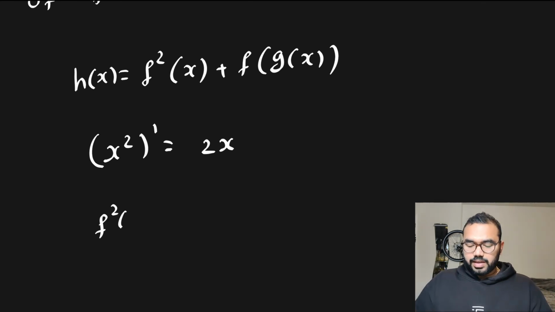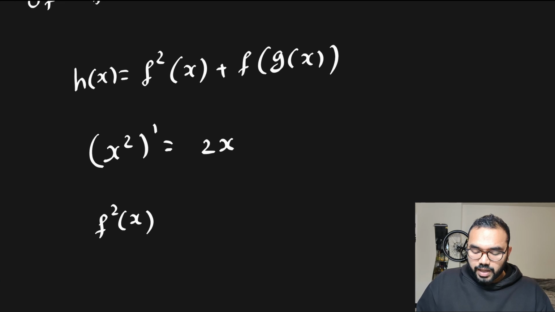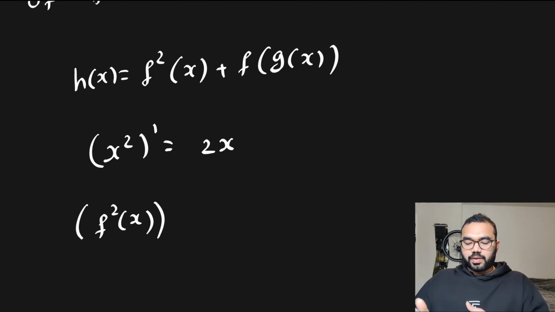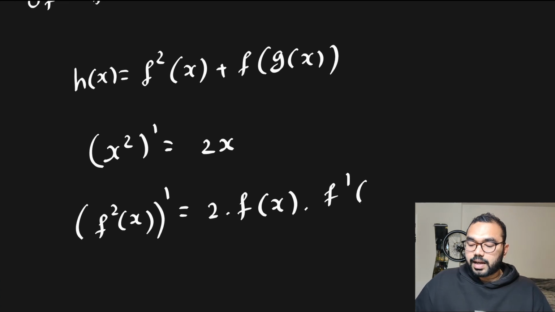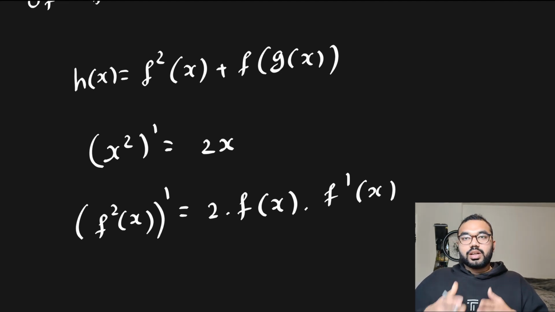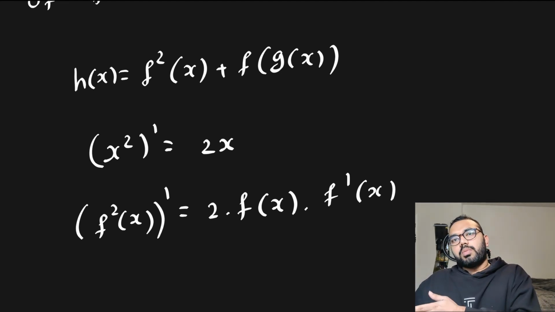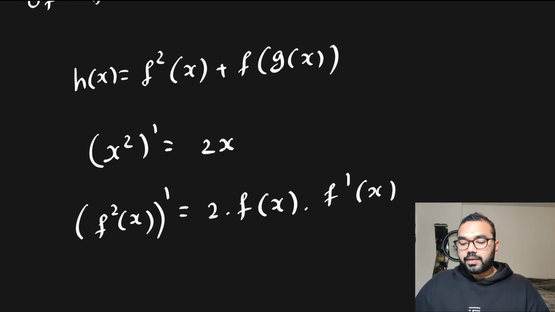In the same way, derivative of f square of x, like f of x times f of x. So if I take a derivative, it is going to be 2 times f of x times f prime of x, right? The reason why we don't have x prime is because the derivative of x is simply 1 here. So f square of x derivative is 2 times f of x times f prime of x.